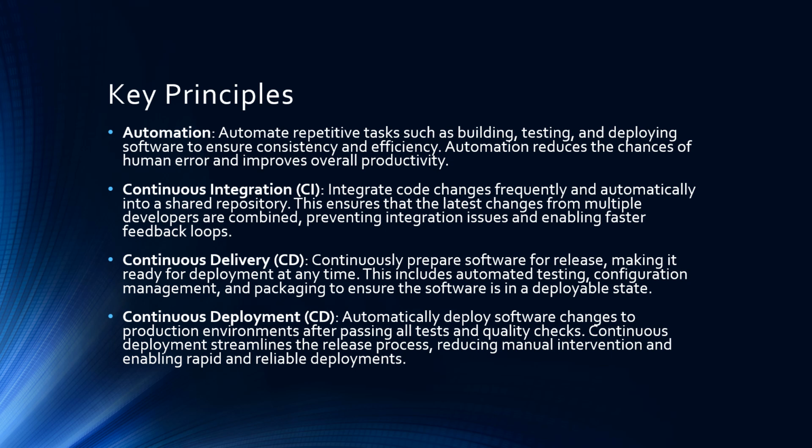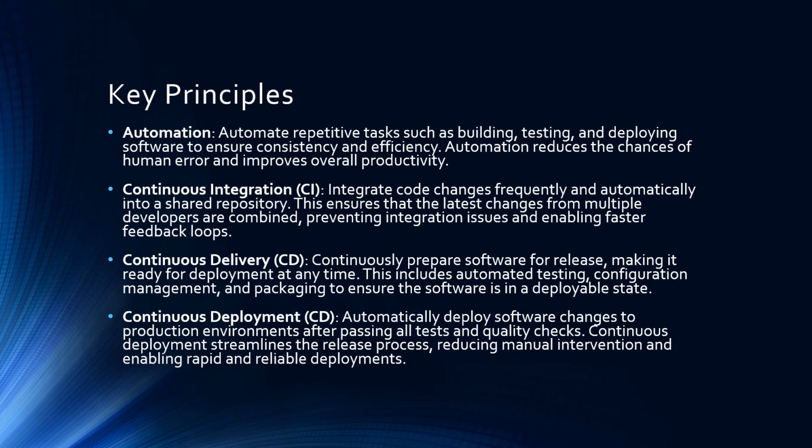Continuous integration is about maintaining a single source of truth for your code. When developers integrate their changes frequently, ideally multiple times per day, integration problems become smaller and easier to resolve. Google's monorepo approach, where thousands of developers work on a single repository, is a prime example of CI at scale.